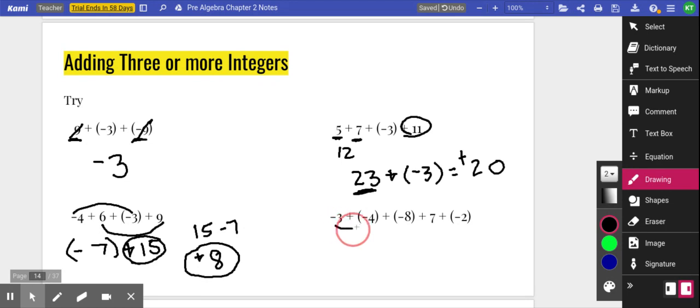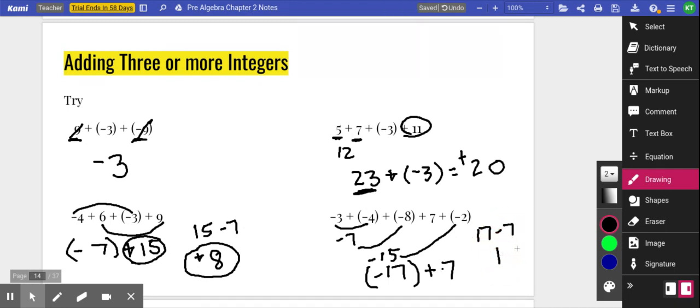Over here, I have a negative 3 and negative 4. It's negative 7. Plus a negative 8 will give me negative 15. Plus a negative 2 will give me negative 17. So I have negative 17 and a positive 7, opposite signs. So I'm going to do 17 minus 7 and get 10. And since the 17 is a bigger absolute value and it has a negative, my answer would remain negative at negative 10.